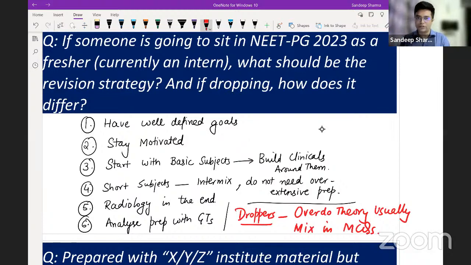That is human nature. I personally felt that in my UG days, before I got into MBBS, I had been a dropper. So I've gone through that phase.